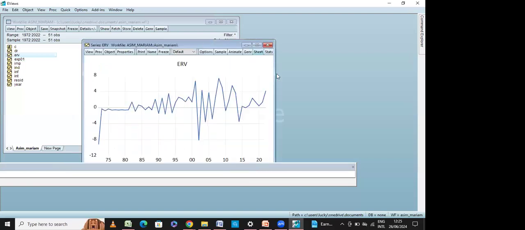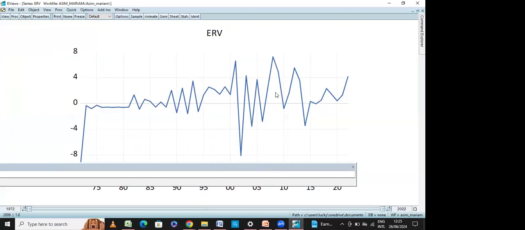Can you see this graph? Please confirm. Yes, sir, I can.